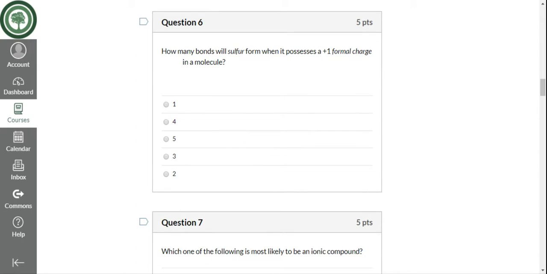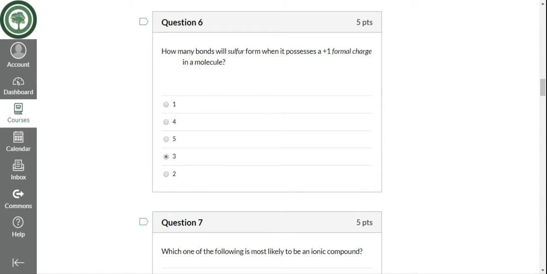How many bonds will sulfur form when it has a +1 formal charge? So if you were to draw a structure for this one, typically we would say sulfur can form 2 bonds because it has 2 non-bonding pairs and 2 unpaired electrons. But with the +1 formal charge, we take 1 electron away from a non-bonding pair, and so then it has 3 separate non-bonding electrons. And so it is able to make 3 bonds.